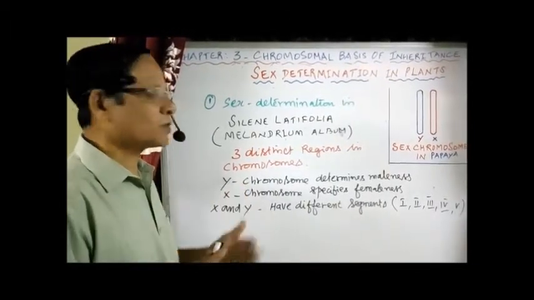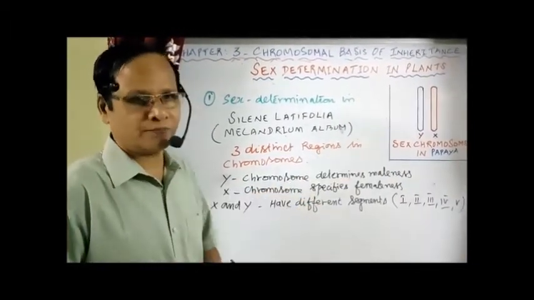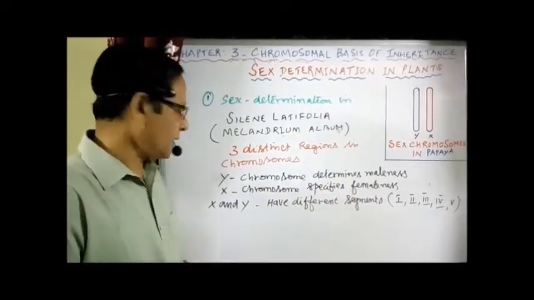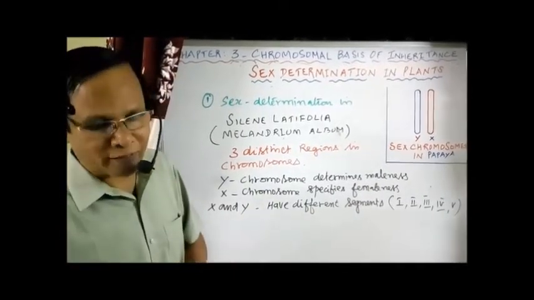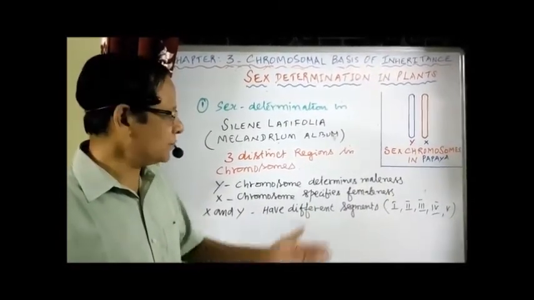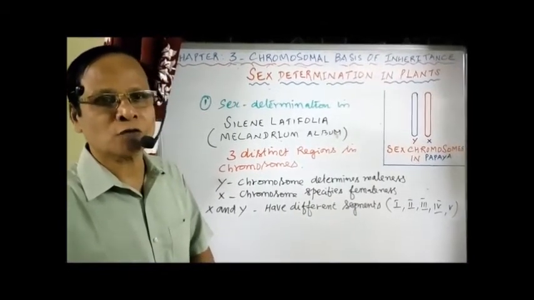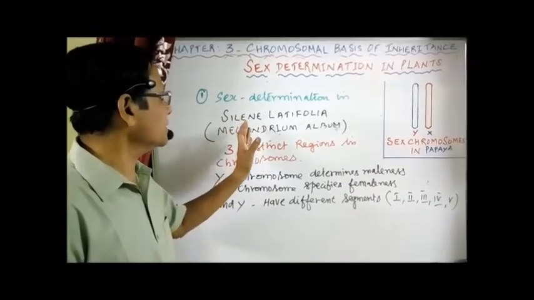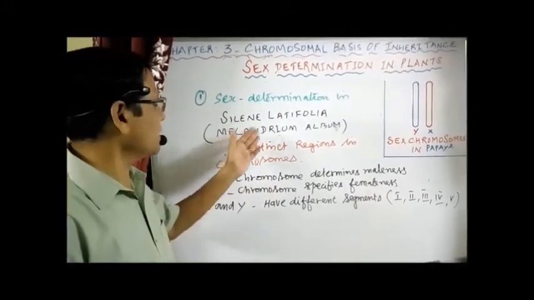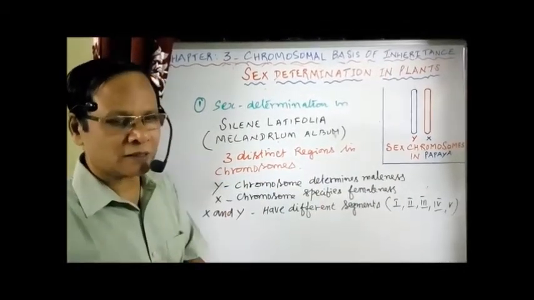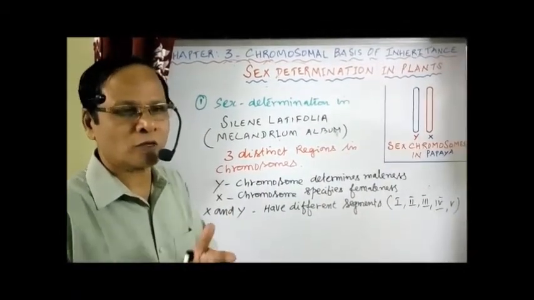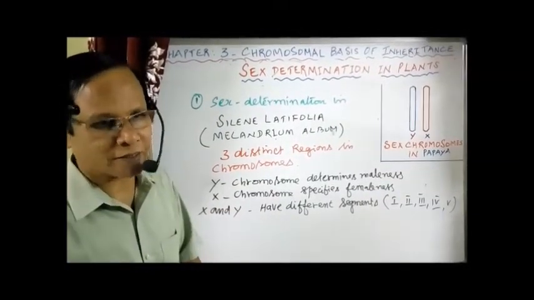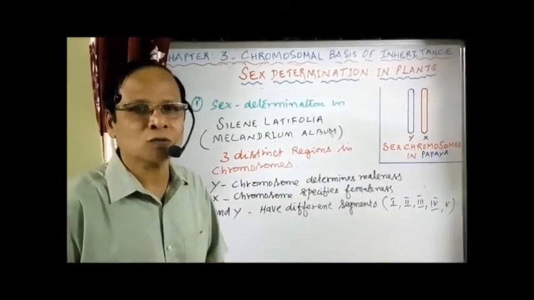Now you see, the Y chromosome determines the maleness. The X chromosome is specific for femaleness. The X and Y chromosomes have different segments. They determine the sex. The different segments are 1, 2, 3, 4, 5 and so on. So that's sex determination in the case of Silene latifolia, also called Melandrium album. Simply as in the case of human beings, X for female, Y for male, and X and Y have different segments determining the sex.